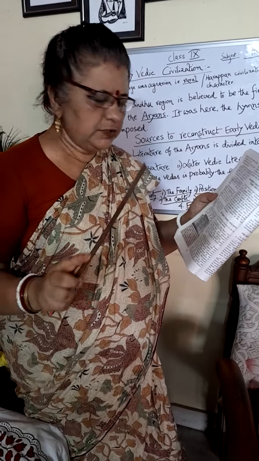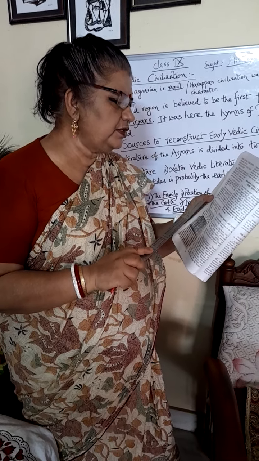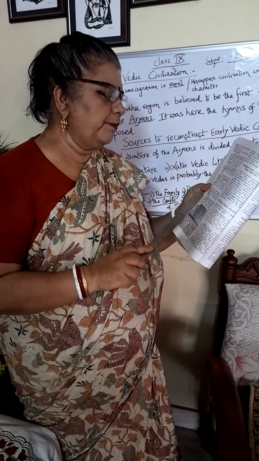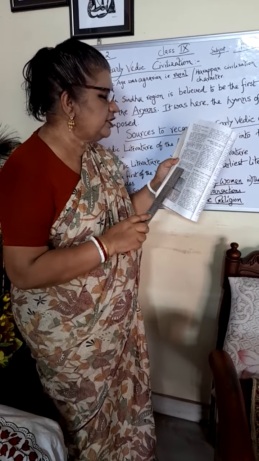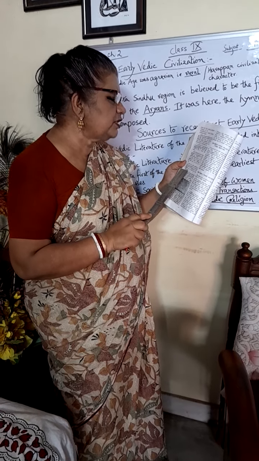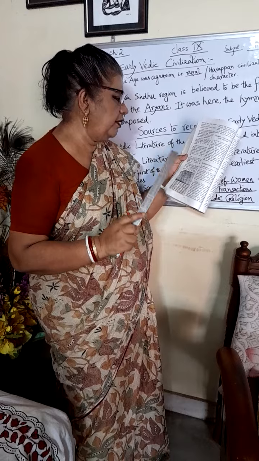Now, the next point regarding religion, nature. There are so many references to the cow and the bull in the Rig Vedic hymns. The cow constituted the most important form of wealth of the Rig Vedic Aryans.